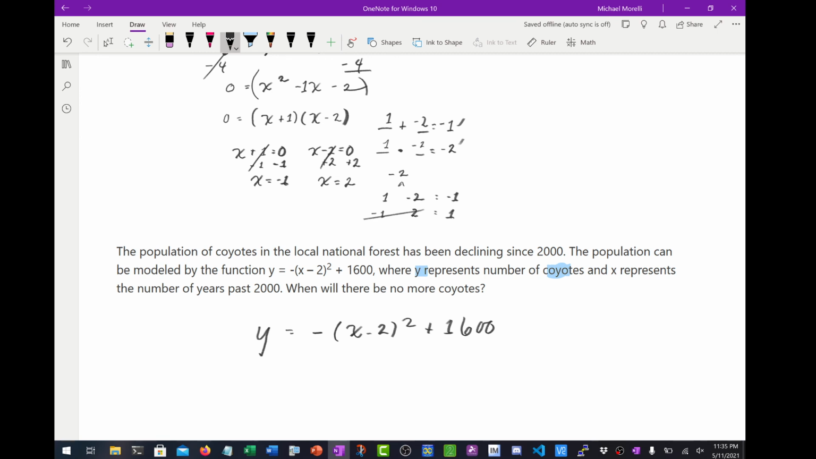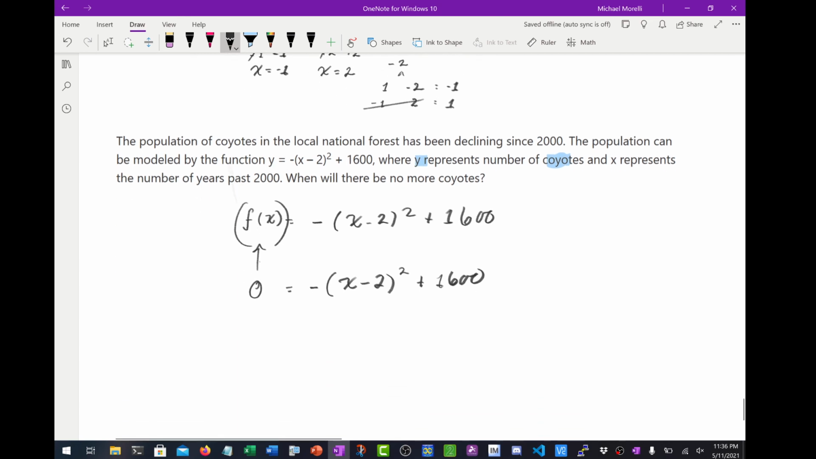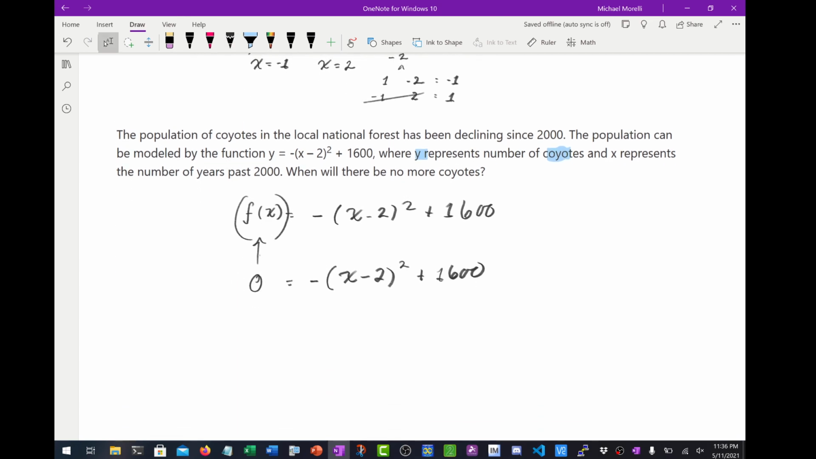We need to reinterpret this y to be f of x. Okay, and so it wants to know, what about when this whole thing is 0? So write 0 equals negative, open parentheses, x minus 2, close parentheses, squared, plus 1,600. So this is basically asking us to solve a quadratic equation.